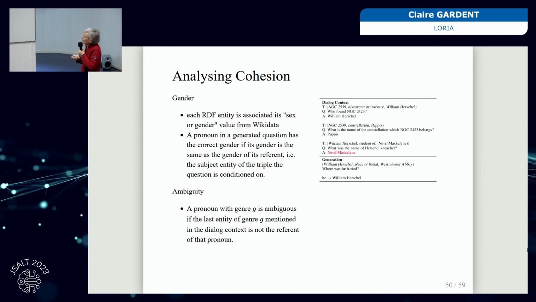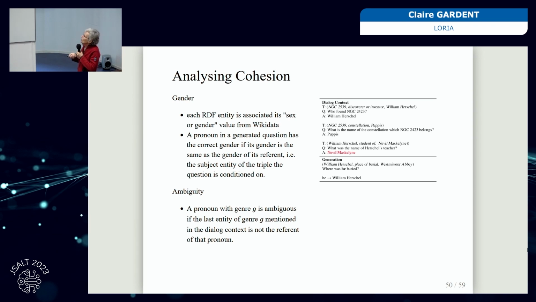And the final thing we did was look at pronouns. Because the question is associated with a triple, and the question is always about the object, if there is a pronoun in the question, it has to refer to the subject of the triple. The subject of the triple is an entity in Wikidata, so we know it's a person from the knowledge base. So we can check whether the gender of the pronoun is actually correct. Right? So, where was he buried? Then we can compare he with William Herschel. From the knowledge base, we know William Herschel is a man, and so he is correct.